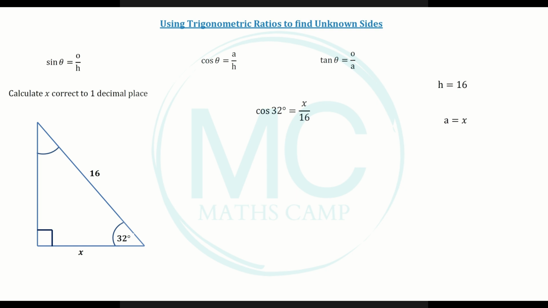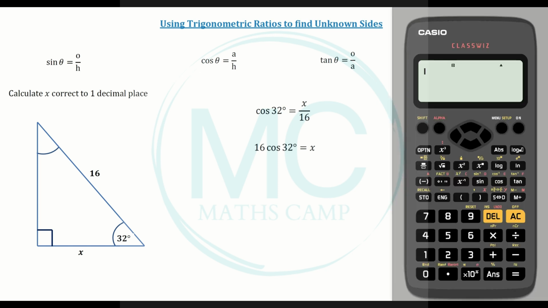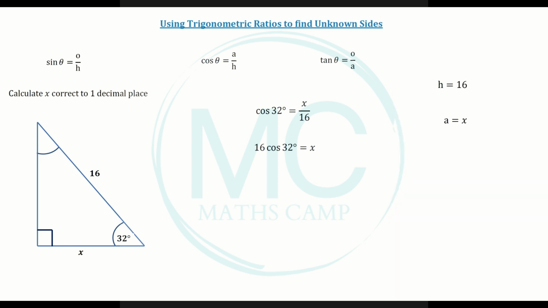And now we need to get x by itself, so we need to multiply both sides by 16. And we get 16 multiplied by cos 32 degrees is equal to x. Now we can take our calculator, and we say 16 multiplied by cos 32 degrees is equal to 13.568. Let's round off to one decimal place, and we see that x is equal to 13.6.